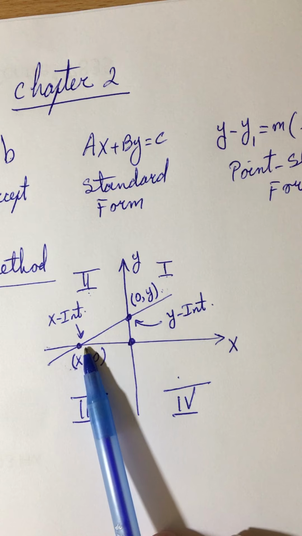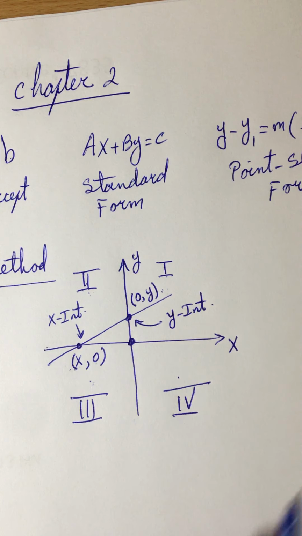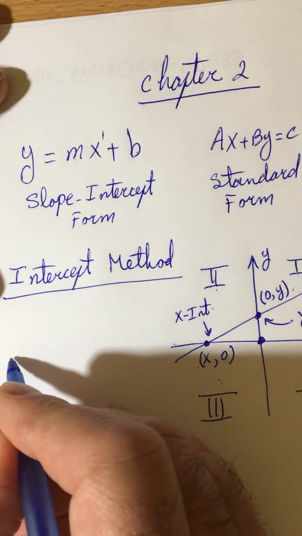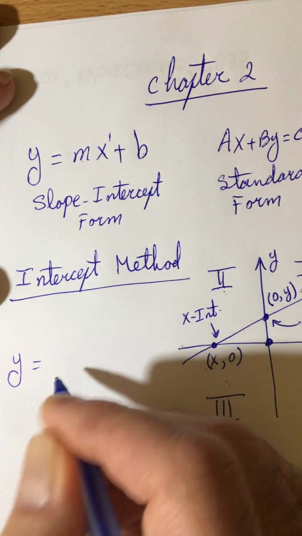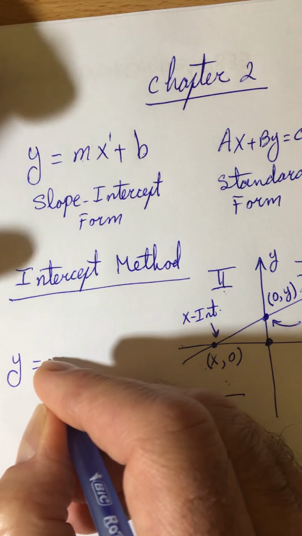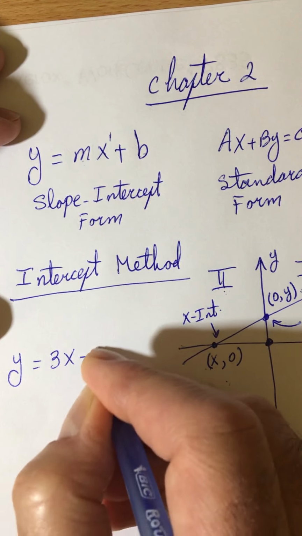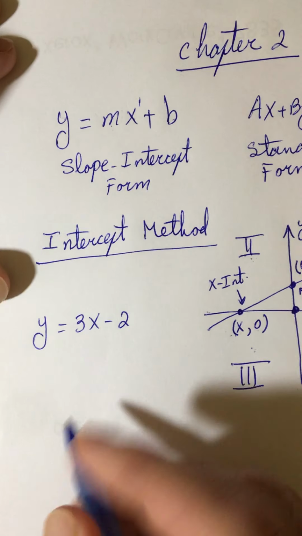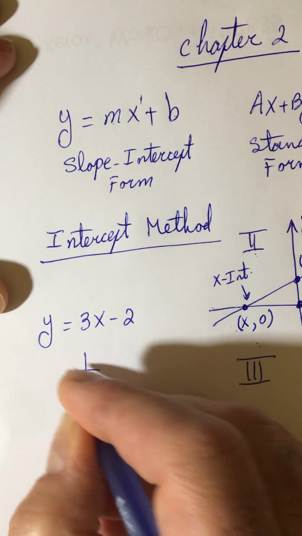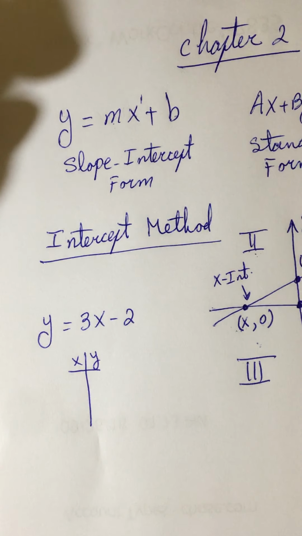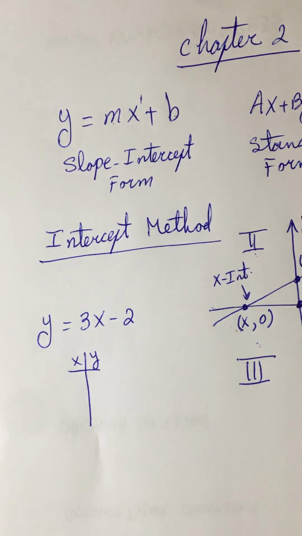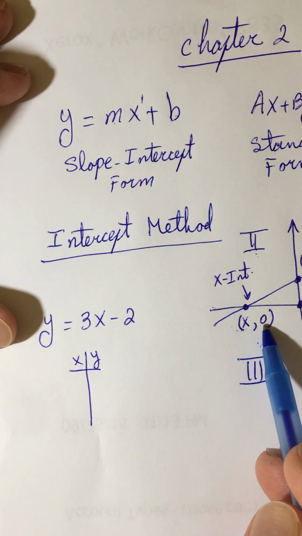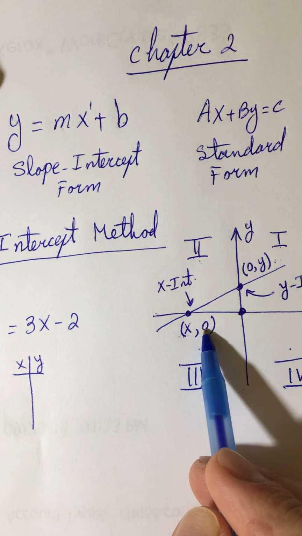So if you know these 2 points, then you can graph it. So let me give you an example. Let's say you have this equation, y equals 3x minus 2, and you want to graph it by the intercept method. The easiest way to do it is to make a little table and find the x and y intercept. Now, in order to find the x-intercept, we know that the y value will be 0.